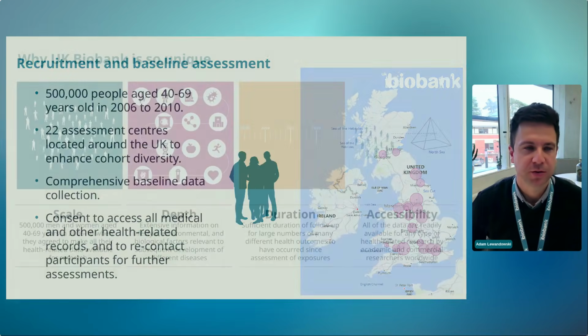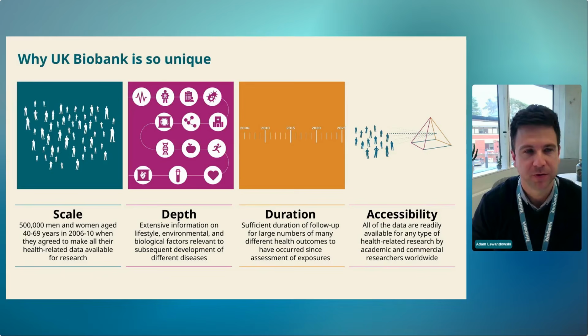We now have over 22,000 active researchers around the world using UK Biobank data. It is really the scale, depth, and duration, as well as the accessibility of the data for any health-related research on an equal basis across academic, charities, government, and industry partners, that has made UK Biobank such a rich biomedical resource. We now have users in over 60 countries and around 18,000 publications, about 10 to 12 papers per day. We know that the impact is now translating into real clinical situations as well.